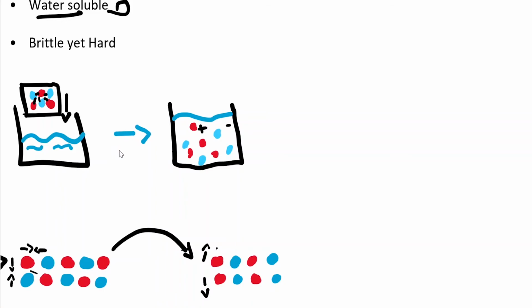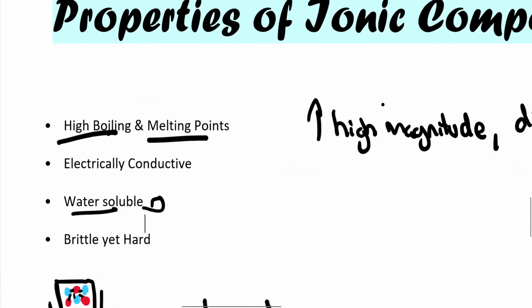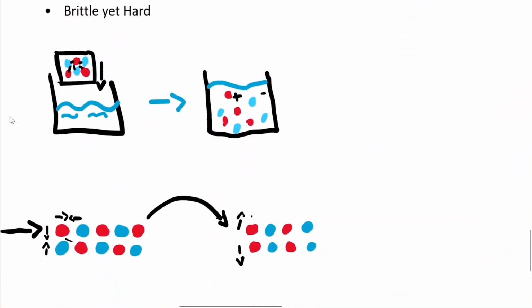All right. The final property, and something that I've always had a bit of confusion about, is the idea that ionic substances are brittle yet hard. Now you may be wondering, what does that even mean? How can something be brittle and hard? Aren't they like opposite terms? So let me just show you what that means here.